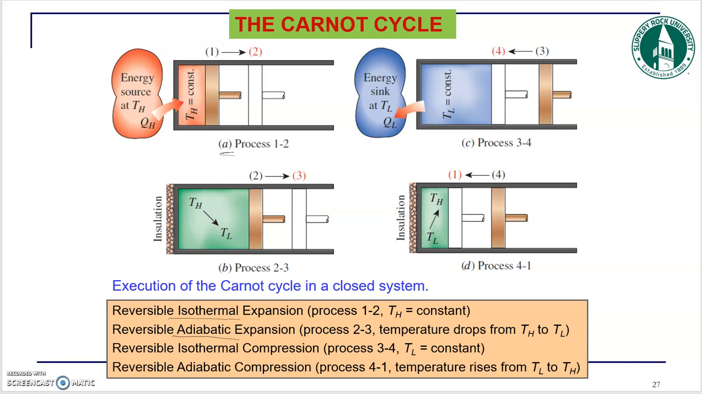Okay, so next, process C is you remove the insulation and put your system in contact with a low temperature sink, and you were at state 3 right now.